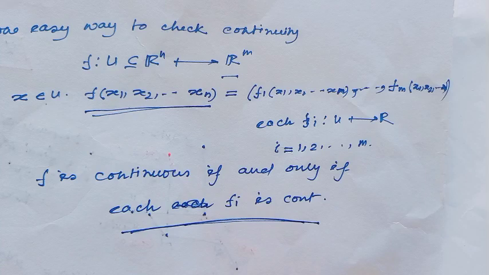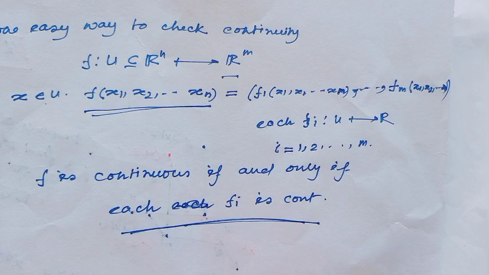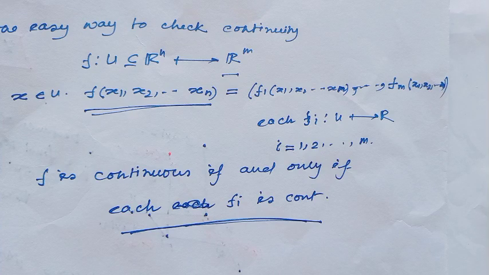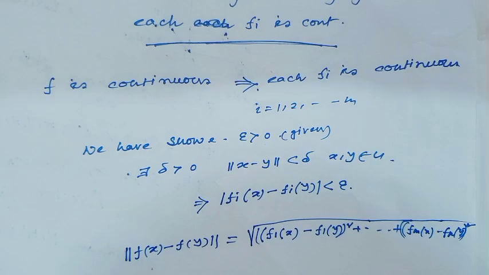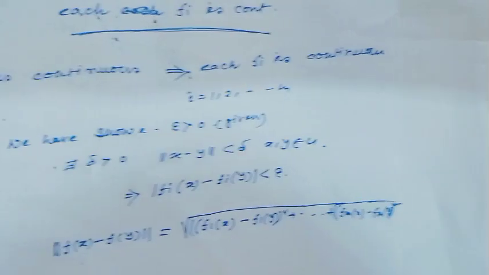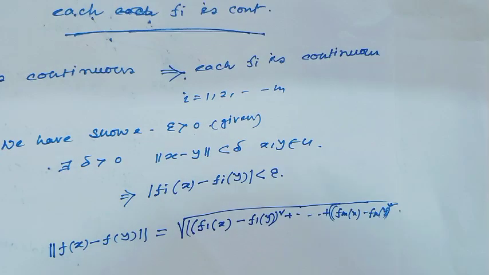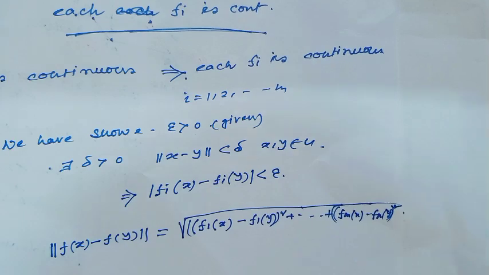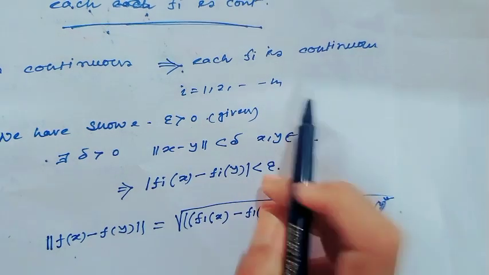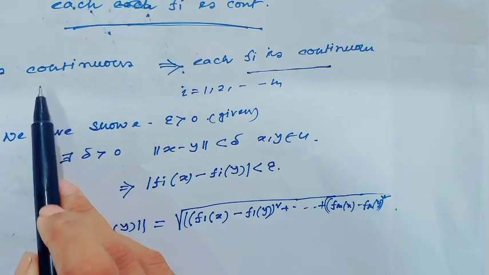That means if each fi is continuous, then we can say the function f is continuous, and this proof is actually a very easy type of proof. In functions of several variables, to check continuity, this is an easy process. First, if f is continuous, then each fi is continuous, where i equals 1 to m. That means here we have to show each fi is continuous when f is given as continuous.